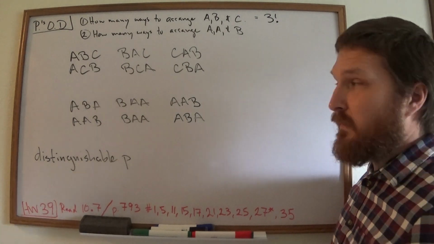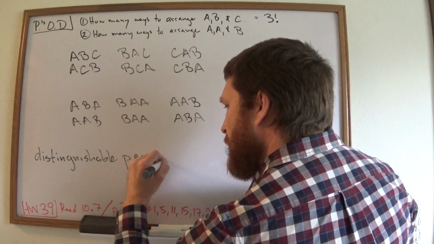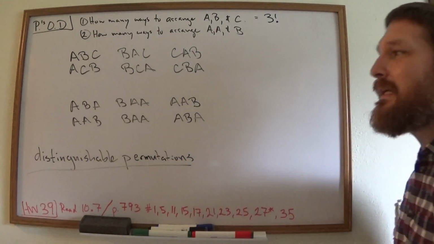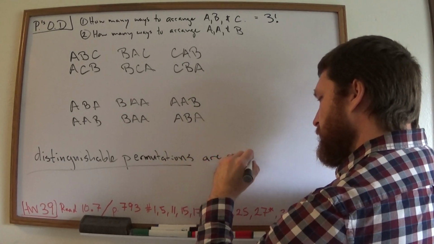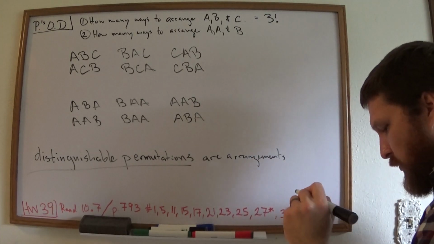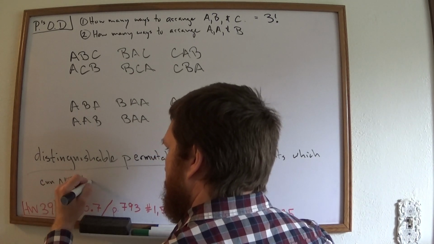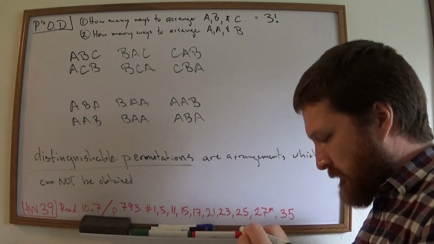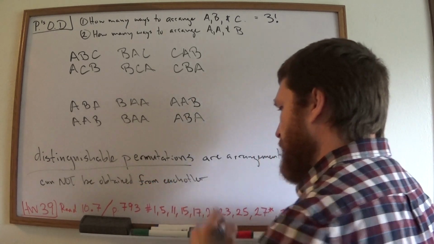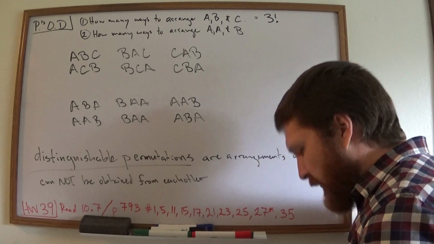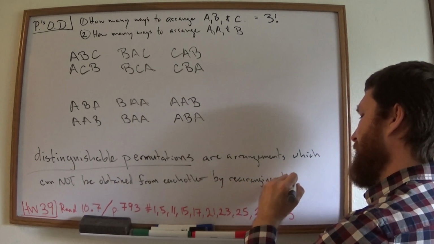You can't have a distinguishable permutation by itself. It's kind of like you can't have a twin, right? Like the twin of what? So you have to be referring to at least 2 of them. Distinguishable permutations are arrangements which cannot be obtained from each other, and yes, I know each other is 2 words, by rearranging like objects. Like objects.